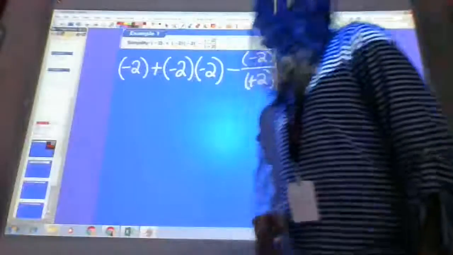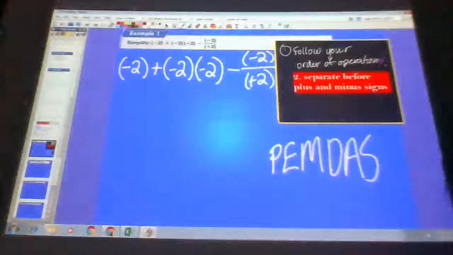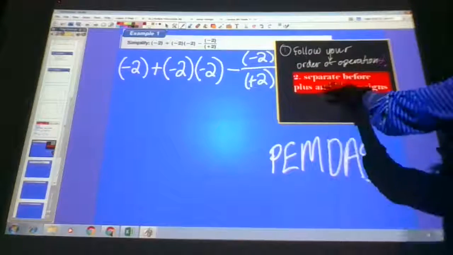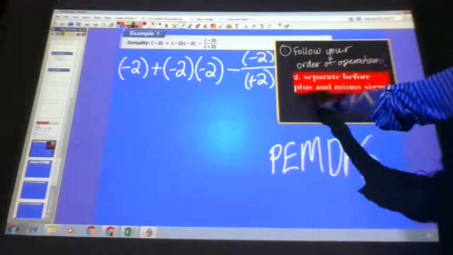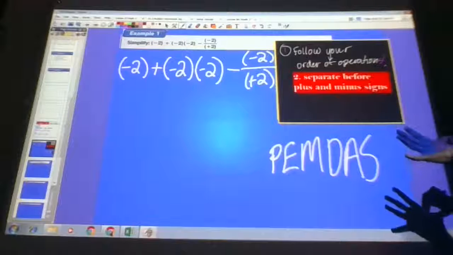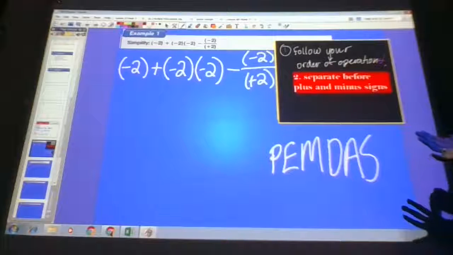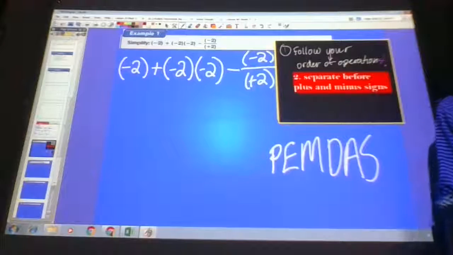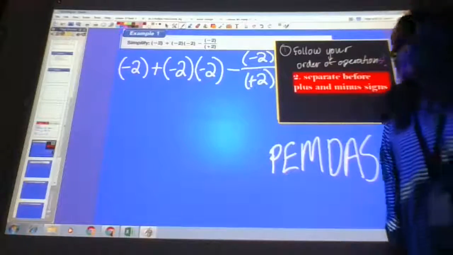Now, if we keep going, hopefully you can read this. We have order of operations. In order to be successful today, we always want to follow order of operations and always separate the plus or minus signs. And so right now, I'd like you to take a look at this and try it on your own. Pause it, and then resume.